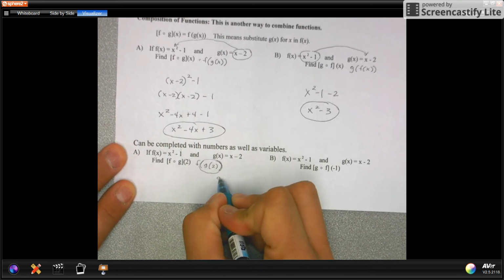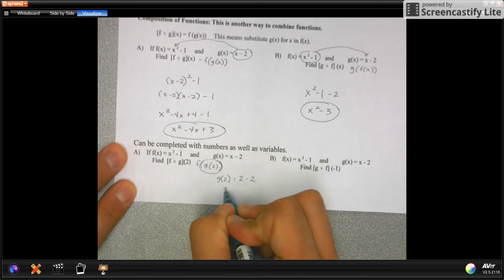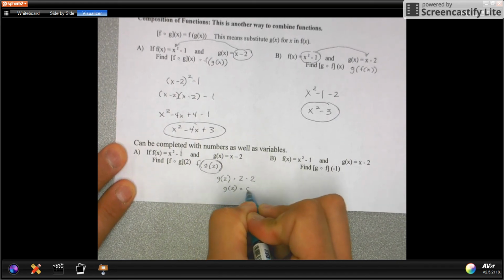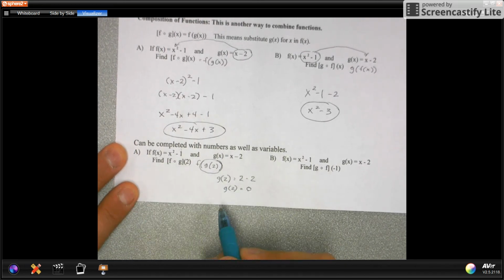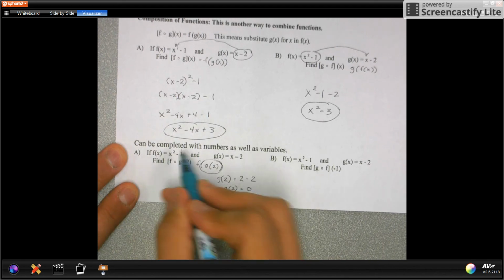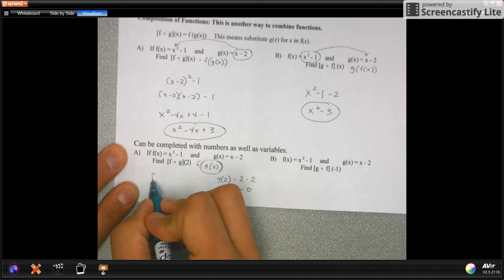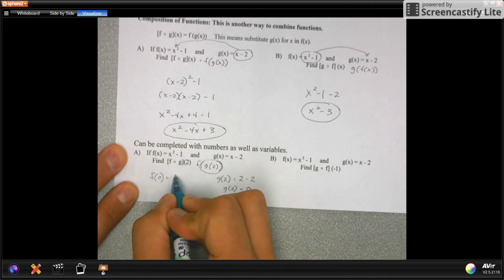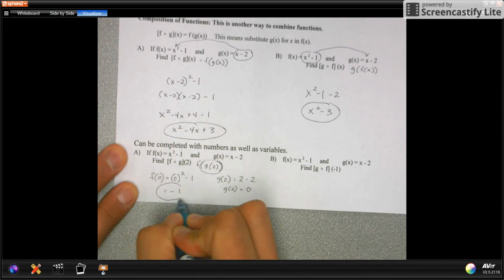In this function, g of x, everywhere I see an x, I'm going to replace it with 2. So g of 2 equals 2 minus 2, which is 0. So now I'm going to take this 0 and plug it in for x in my other function f. Everywhere I see an x in f of x, I'm going to replace it with a 0, and I get that this is equal to negative 1.